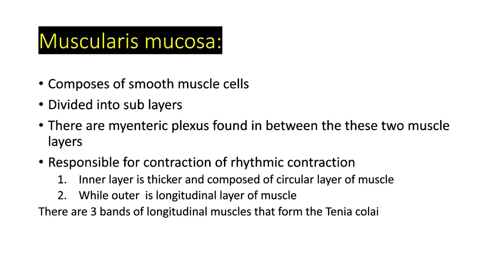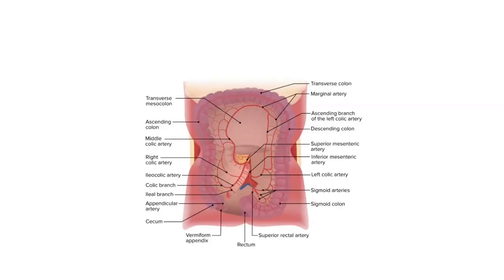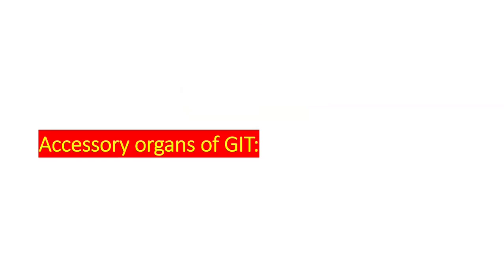The muscularis externa is composed of smooth muscles divided into two sublayers. There is the myenteric plexus found between these two muscle layers, which is responsible for rhythmic contractions. The inner layer is thicker and composed of circular muscle, while the outer layer is longitudinal and thinner. There are three bands of longitudinal muscles that form the taenia coli. Next, the outermost layer is the serosa, which is connected with the peritoneum and made up of simple columnar epithelium cells. It is connected with the mesothelium.